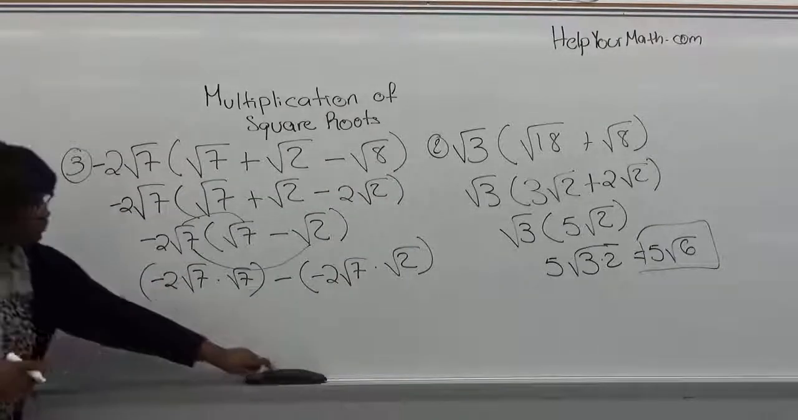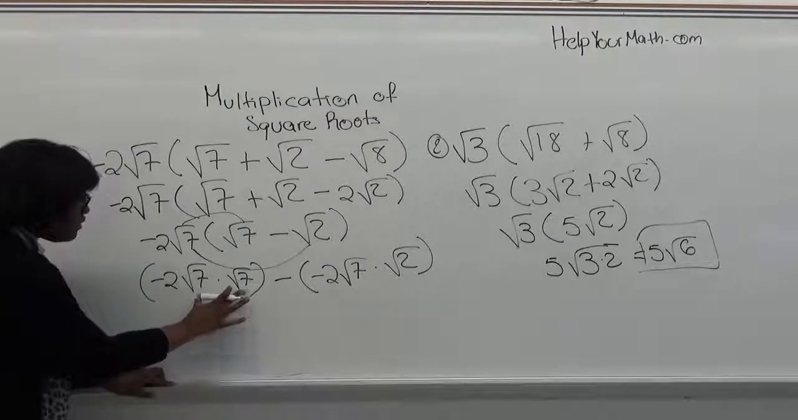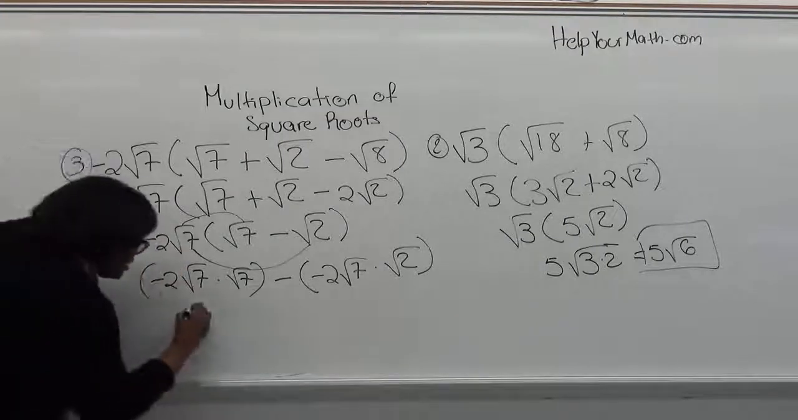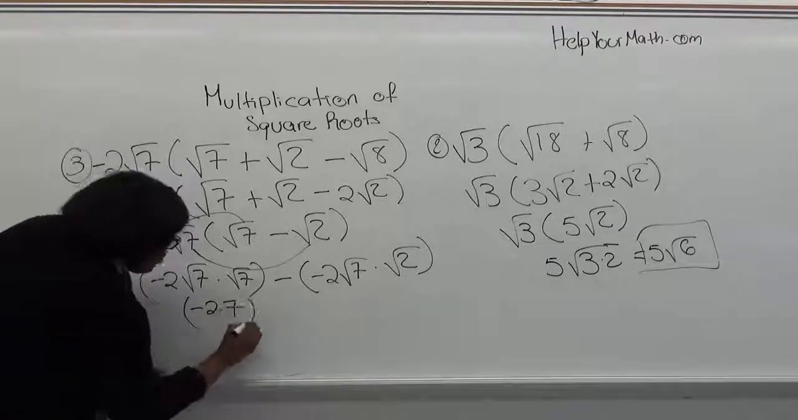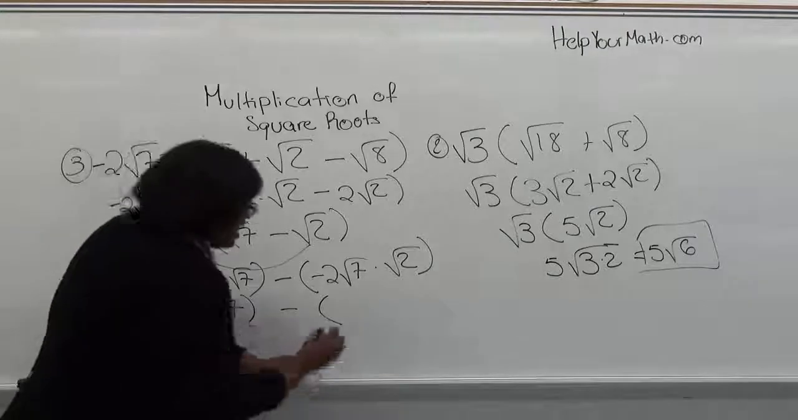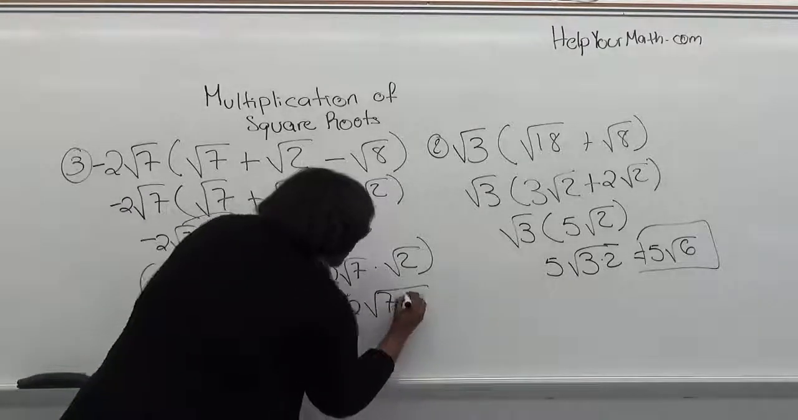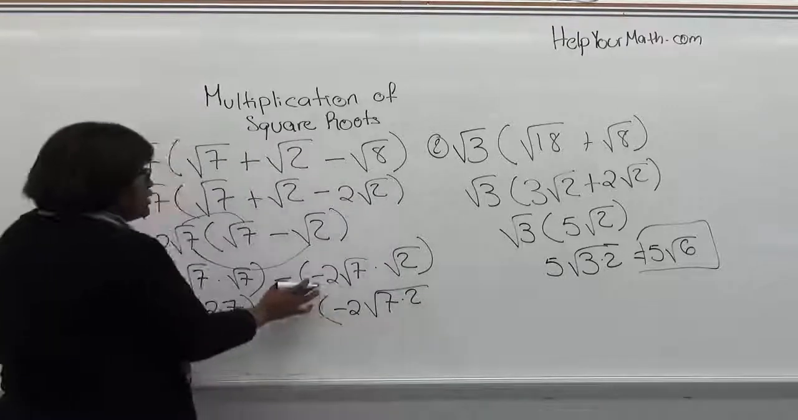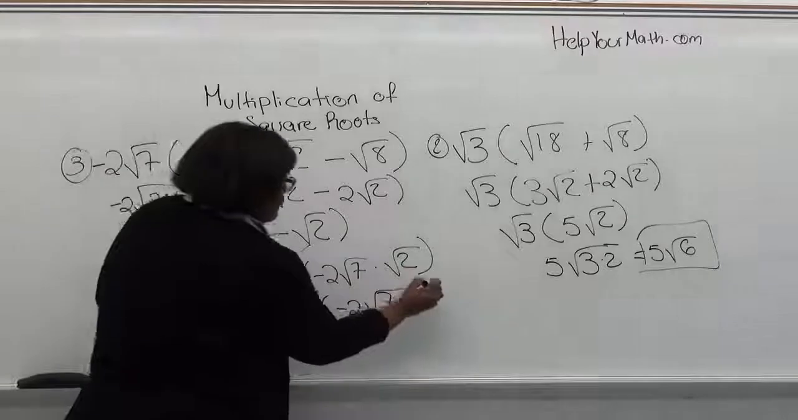Now, again, radical 7 times radical 7, we know it's just going to be 7. It's going to be negative 2 times 7. Now on this side, we're going to have negative 2 times radical 7 times radical 2. We can't multiply negative 2 times 2 because the negative 2 is outside the radical.